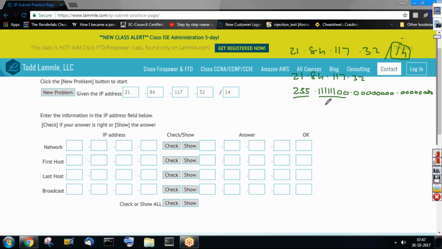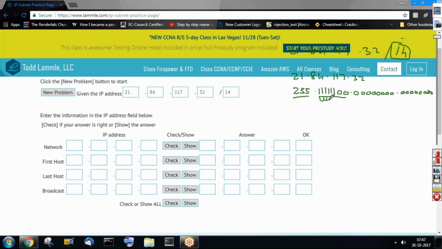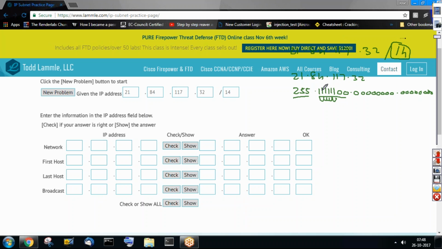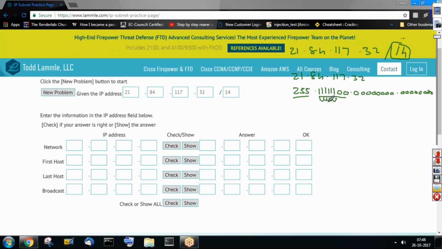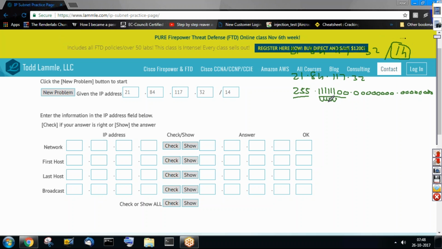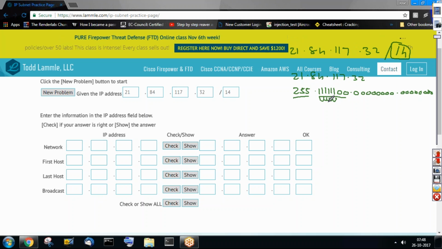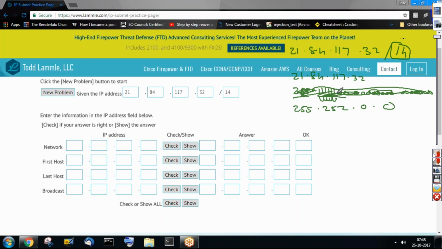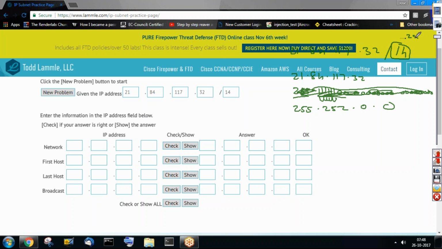So what is this converted back? 128, 192, 224, 240, 248, 252. Everybody there? So we have 255.252.0.0. We have moved away from the third octet and come to the second octet now. Steps don't change. Find the block size: 256 minus 252 gives a block size of 4. And since this is the interesting octet, we're going to play there now.